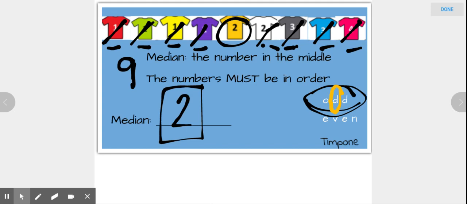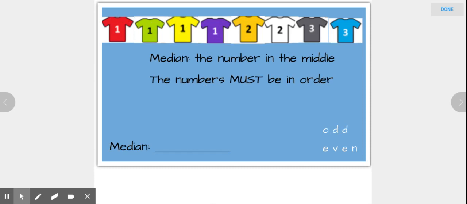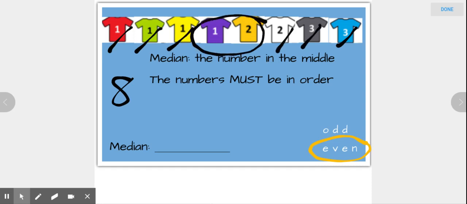Now I'm going to take the 4 out. And I'm going to count again to see how many numbers are in my set. 1, 2, 3, 4, 5, 6, 7, 8. I have 8 numbers. And because I have 8 numbers, I have to find the median for an even set because my data is even. This is a little bit more challenging. You are going to cross out the numbers just like we did. Little, big, little, big, little, big, and I have 2 numbers in the middle.